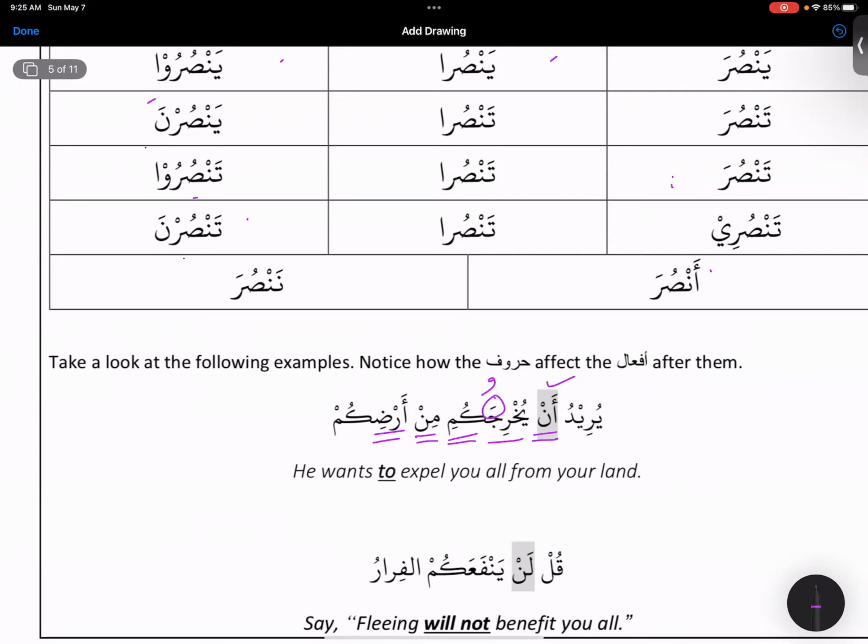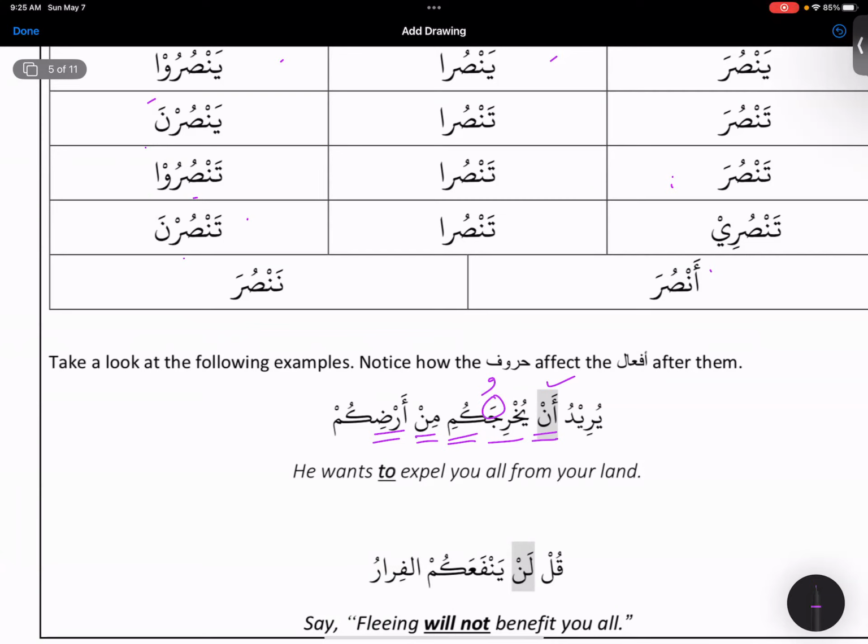Who is saying that? Pharaoh is saying to his army against Musa alayhi salam. He's saying that Musa is wishing to expel you all from your land, so that he and his people can have their own government over here, basically. So, yuridu an yukhrija.